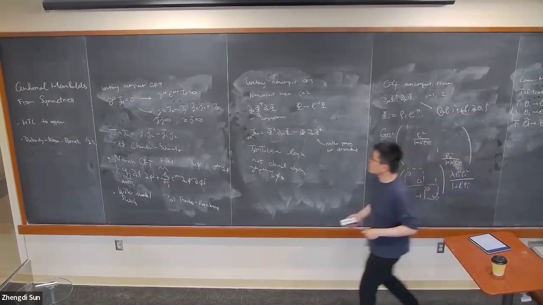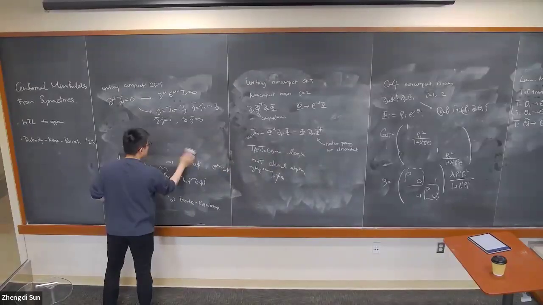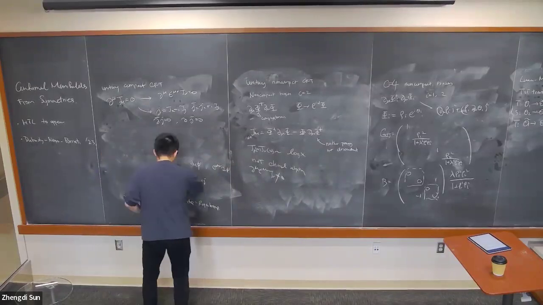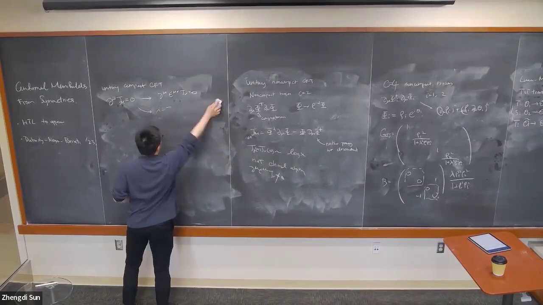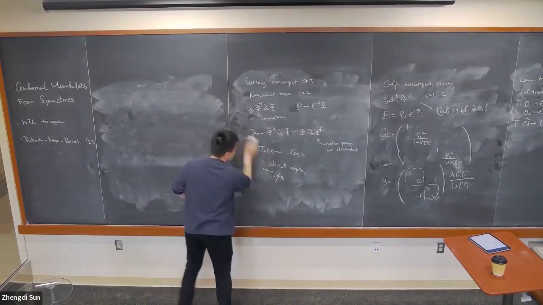Now I would like to convince you how we can think about current-current deformations using a more topological perspective. And this will automatically explain why current-current deformations preserve marginality.